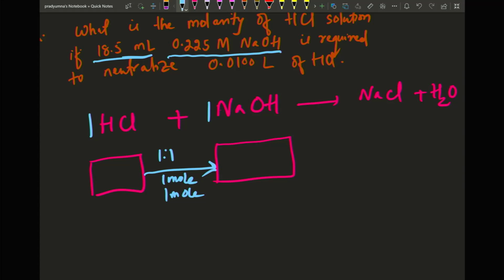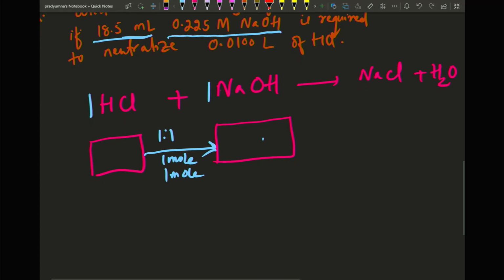So what does this mean? If I have X mole of HCl, it should react with the same amount of moles of sodium hydroxide. X mole should react with X mole of sodium hydroxide. Okay, so we want to find out how many moles. So that's the mole to mole ratio.